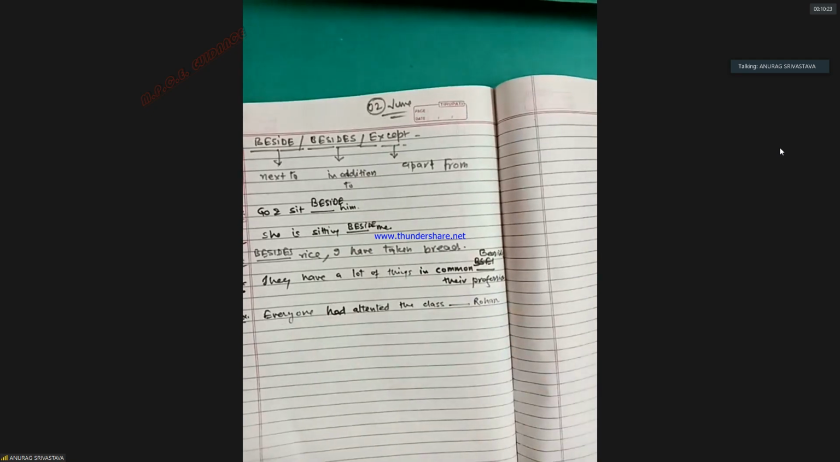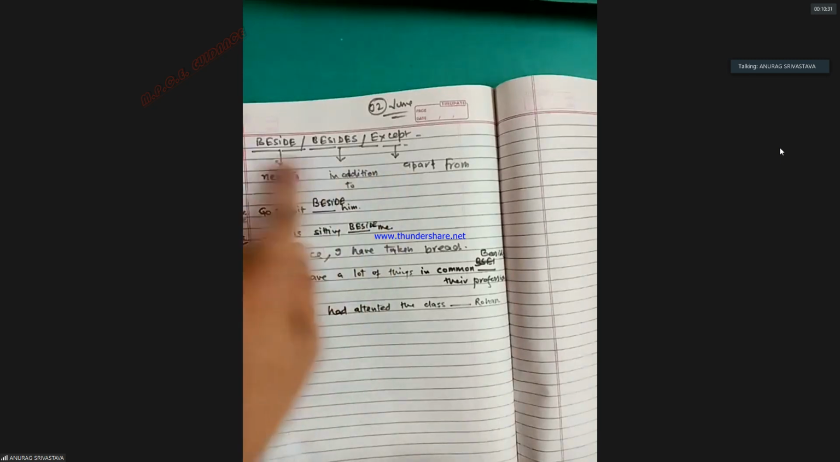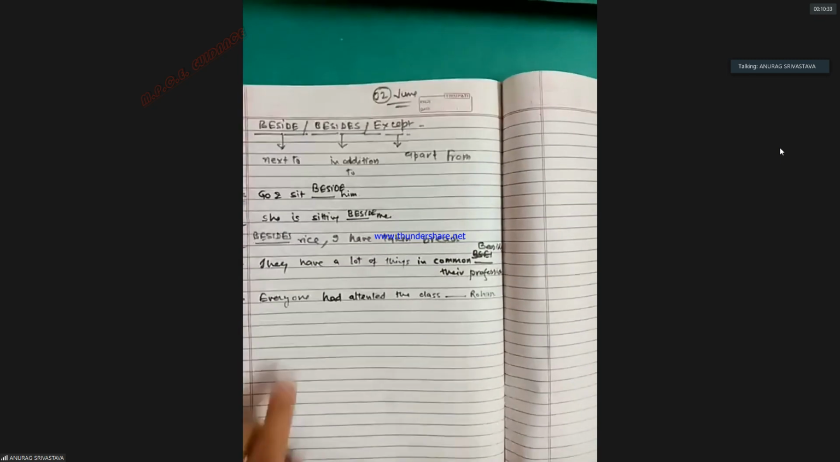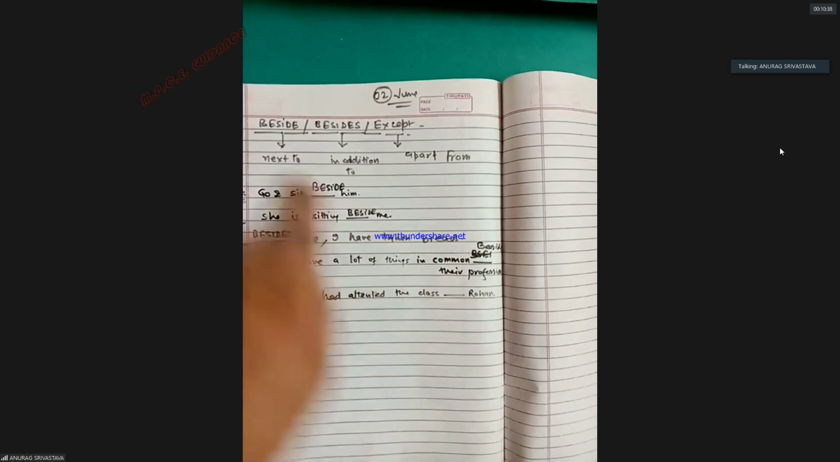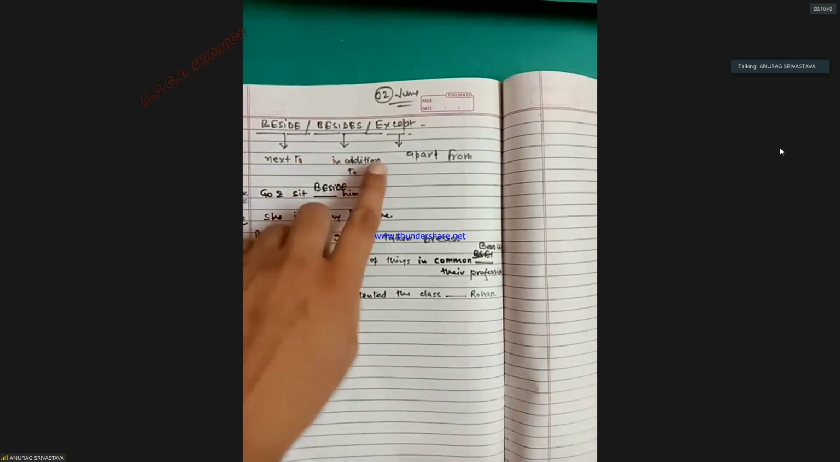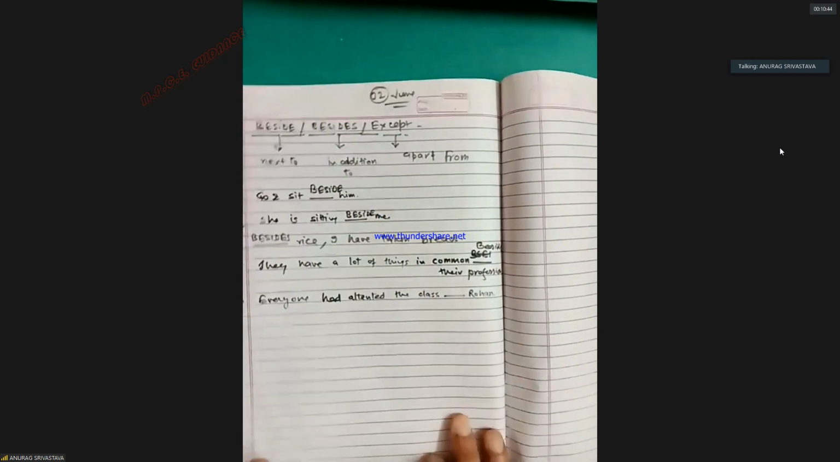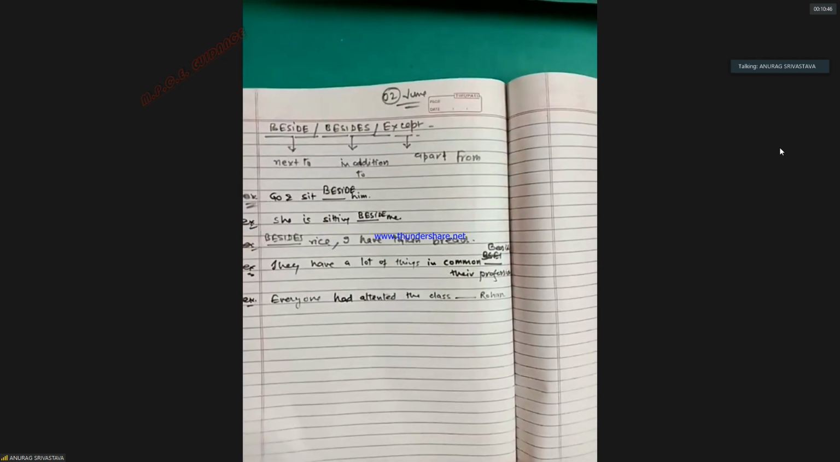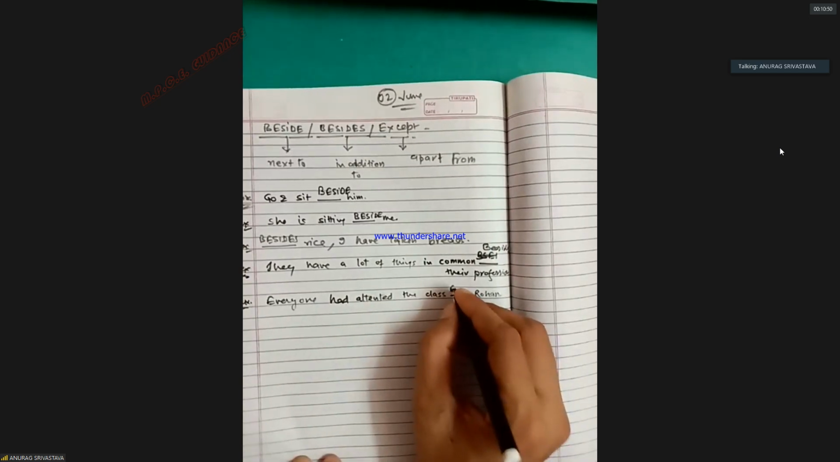Okay, the sentence is: everyone had attended the class filler Rohan. The sentence will be complete by placing any one of these three prepositions: next to Rohan, in addition to Rohan, or apart from or except. Which preposition will fit here? The answer will be except.